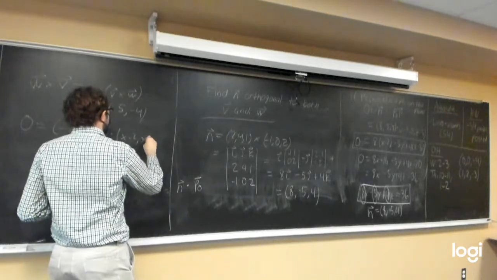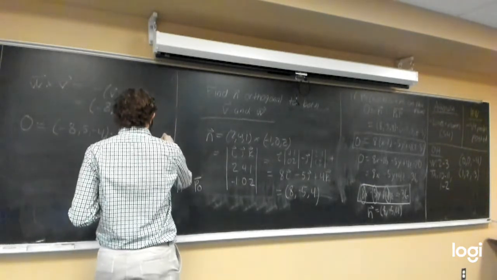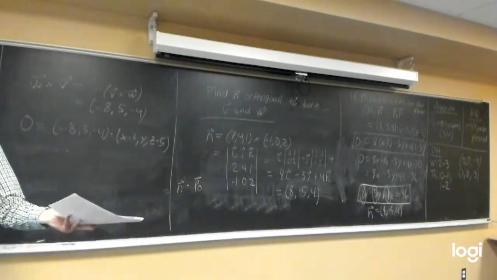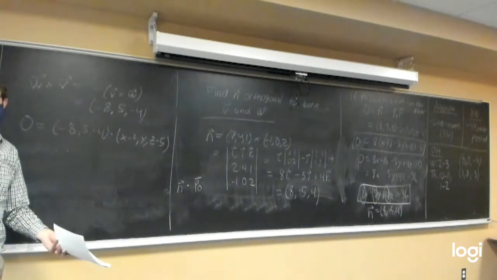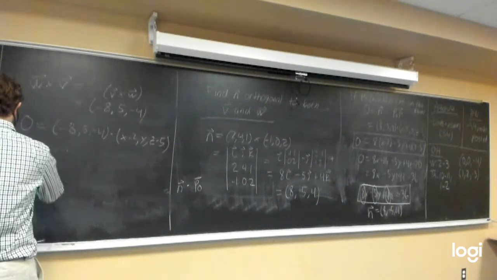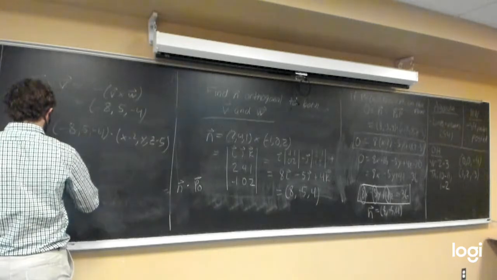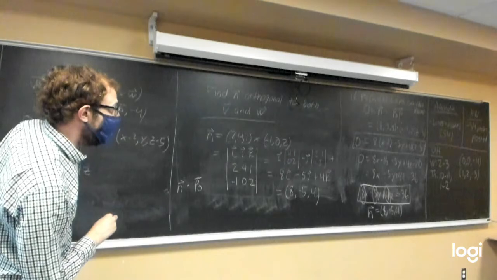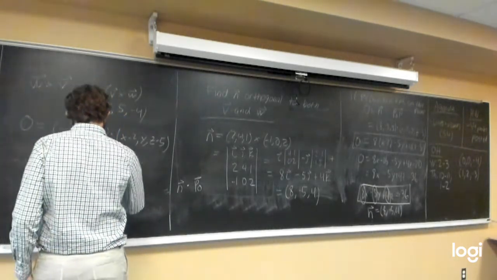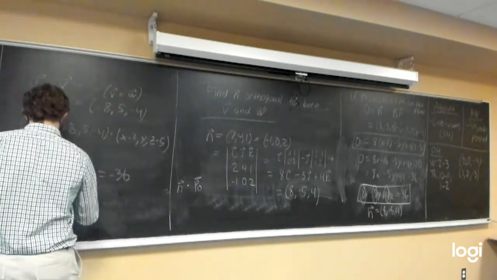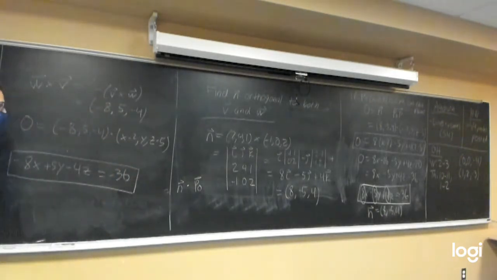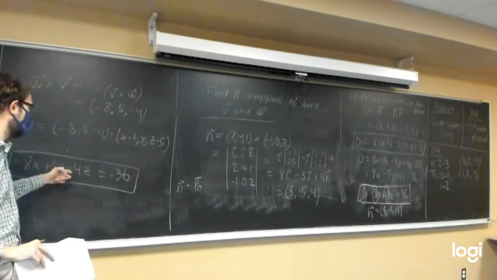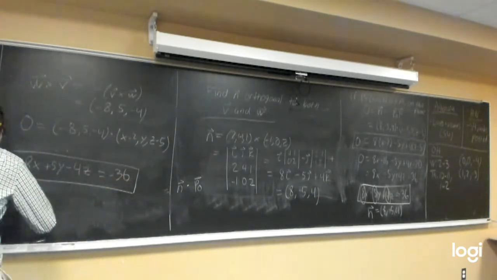x minus 2, y, z minus 5, which, instead of going through that whole process again, I'll just tell you what we would come out with. We would have gotten negative 8x plus 5y minus 4z is equal to negative 36. And that would have been the plane we would have gotten instead of positive 8x minus 5y plus 4z equals positive 36.